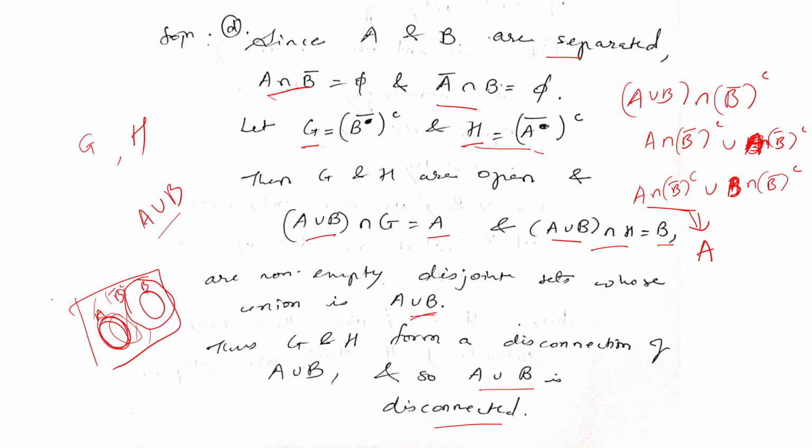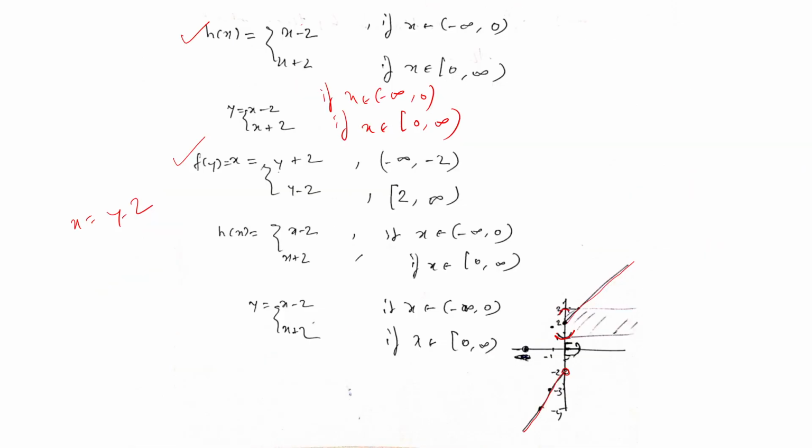So these were the questions for the current session. Let us discuss some questions that were posted. You were asking about inverse mappings, right? So how to find the inverse images? Let us discuss it. Suppose you have a function h of x equals x minus 2 if x belongs to minus infinity to 0, and x plus 2 if x belongs to closed 0 to infinity.